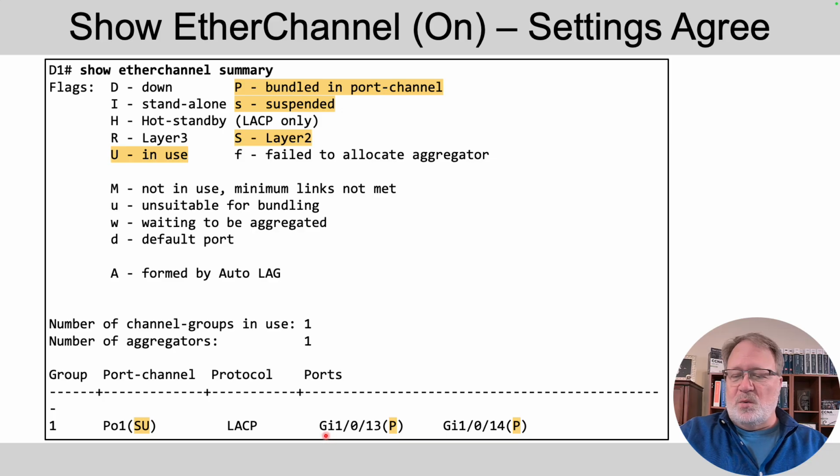And you'll notice Gig 1013 and Gig 1014 with the letter P highlighted. So if you circle back up to the top, it says P, bundled in port channel. So bundled in port channel means this: it means this port passed the local switch's checks of all those things that must be true and correct and match for it to be functional and working and used in this EtherChannel.